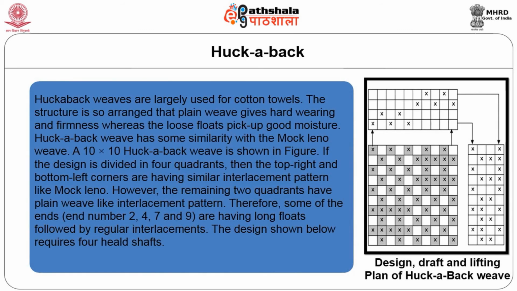Huckaback. Huckaback weaves are largely used for cotton towels. The structure is so arranged that the plain weave gives very hard wear and firmness, whereas the loose floats pick up good moisture. Huckaback weaves have some similarity with the Mocklino. A 10 by 10 huckaback weave is shown in the figure. If the design is divided into 4 quadrants, then the top right and the bottom left corner are having similar interlacements. However, the remaining 2 quadrants have plain weave like interlacement patterns. Therefore, some of the ends, ends 2, 4, 7 and 9, are having long floats followed by regular interlacements. And the design shown below requires 4 heel shafts.